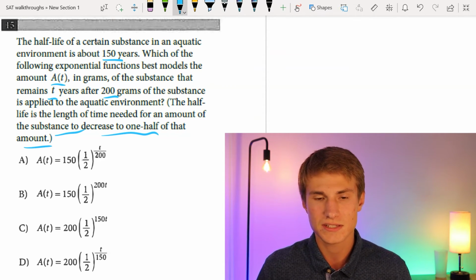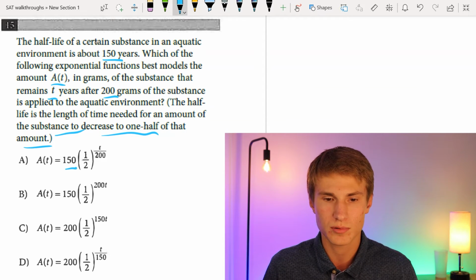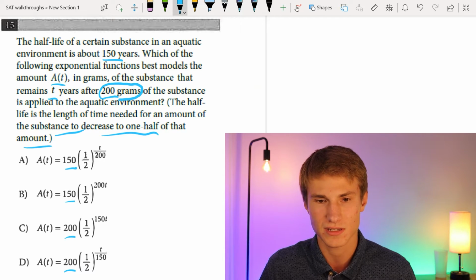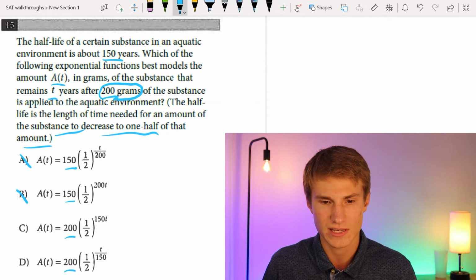The half-life is the length of time needed for an amount of the substance to decrease to 1/2 of that amount. All right, so key things to understand here is that our number in front of our parentheses is going to be our starting amount. We know our starting amount is going to be 200 grams of the substance. Therefore, we can go ahead and get rid of answer choices A and B.